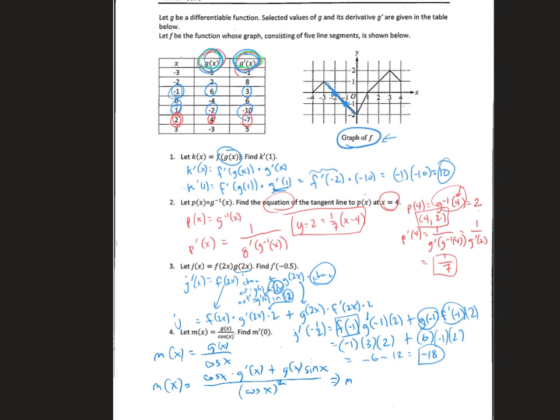So let's see, m prime of 0 is, so cosine of 0 is 1. g prime of 0, again, go back to the chart. g prime of 0 is 6. Plus g of 0, which is negative 4, times sine of 0, which is 0, over cosine of 0, which is 1 squared. And so I think if you do all that out, that gives you 6. That's the final answer.